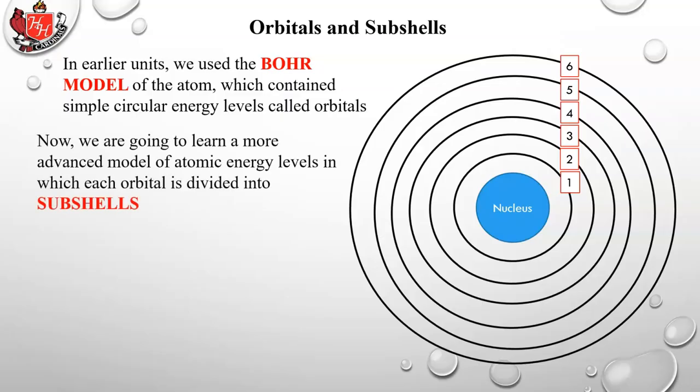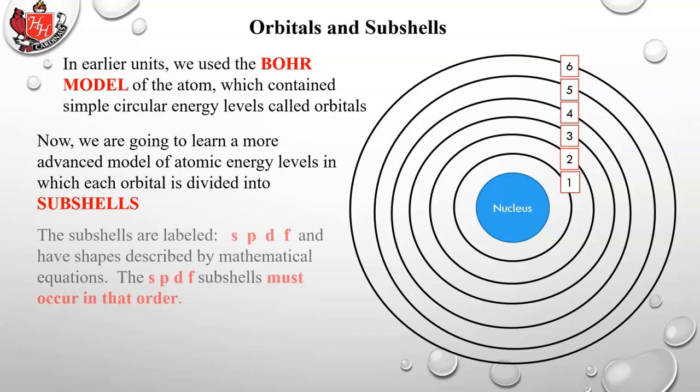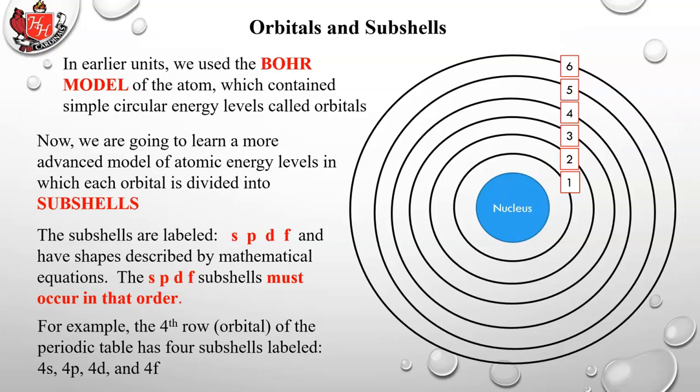Now we are going to learn a more advanced model of atomic energy levels in which each orbital is divided into subshells. The subshells are labeled S, P, D, F, and have shapes described by mathematical equations. The S, P, D, F subshells must occur in that order. For example, the fourth row orbital of the periodic table has 4 subshells labeled 4s, 4p, 4d, and 4f.